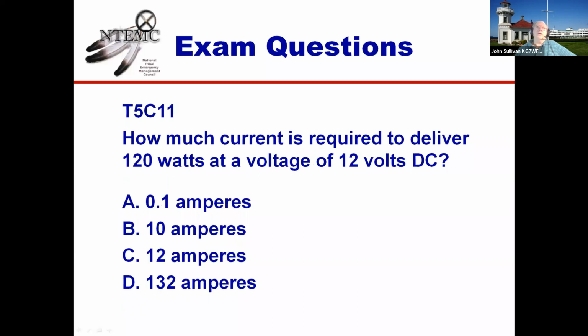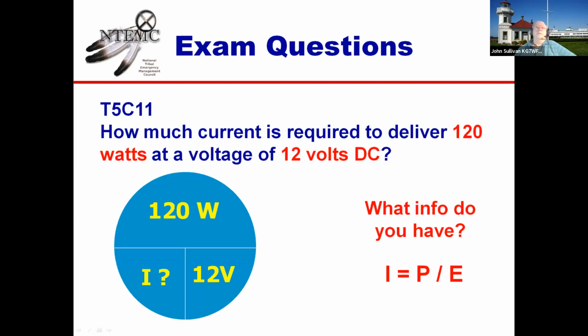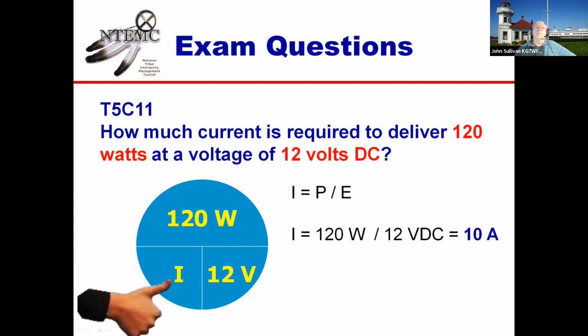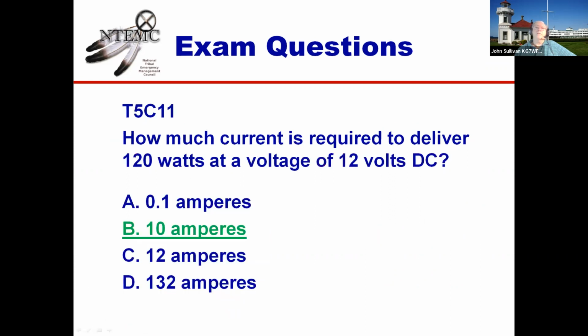How much current is required to deliver 120 watts at a voltage of 12 volts DC? Well, again, we're going to go back to our chart. We've got 120 watts, we've got 12 volts, and we want to find I. So we're going to put our thumb over the I, divide 120 by 12, and we're going to have 10 amps for the answer.